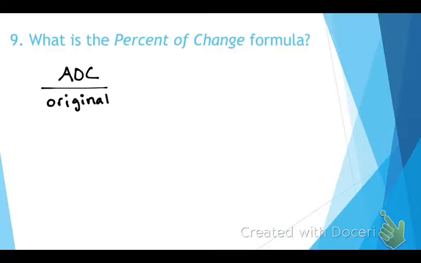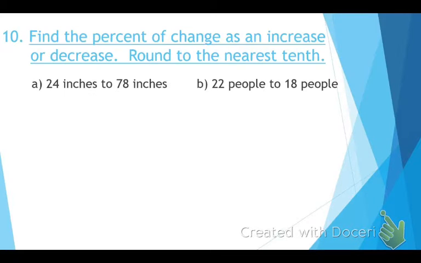Okay, so in order to find the percent of change, you do the amount of change divided by the original amount. So for number 10, we're going to use that formula to help us. It says find the percent of change as an increase or a decrease and then always round to the nearest tenth. So we're going to start off with our formula. Remind me again, guys, what is that formula? ADC over. Okay, it's the amount of change over the original amount.